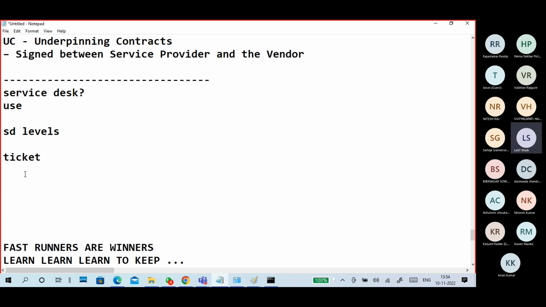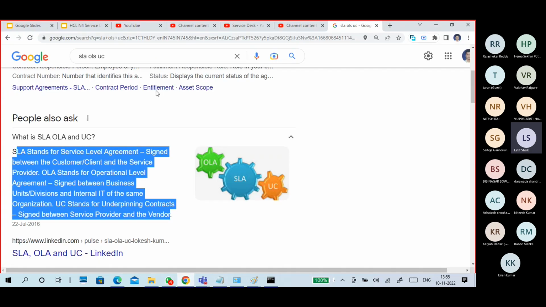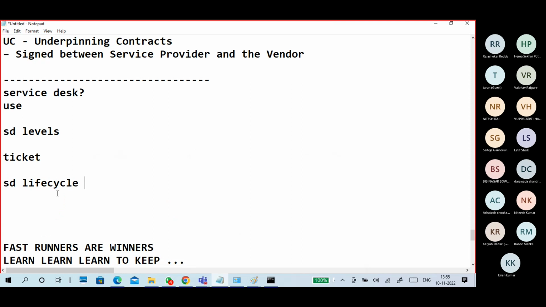Okay. Life cycle, service desk life cycle, not all service life cycles. Life cycle means how you receive a complaint, how you create a ticket, how the ticket will be escalated, how it is going for resolution. Once it is resolved, it is closed. So that is the point. Okay, I thought people would tell, but maybe you didn't recollect that information, the service desk levels. Okay, no problem.